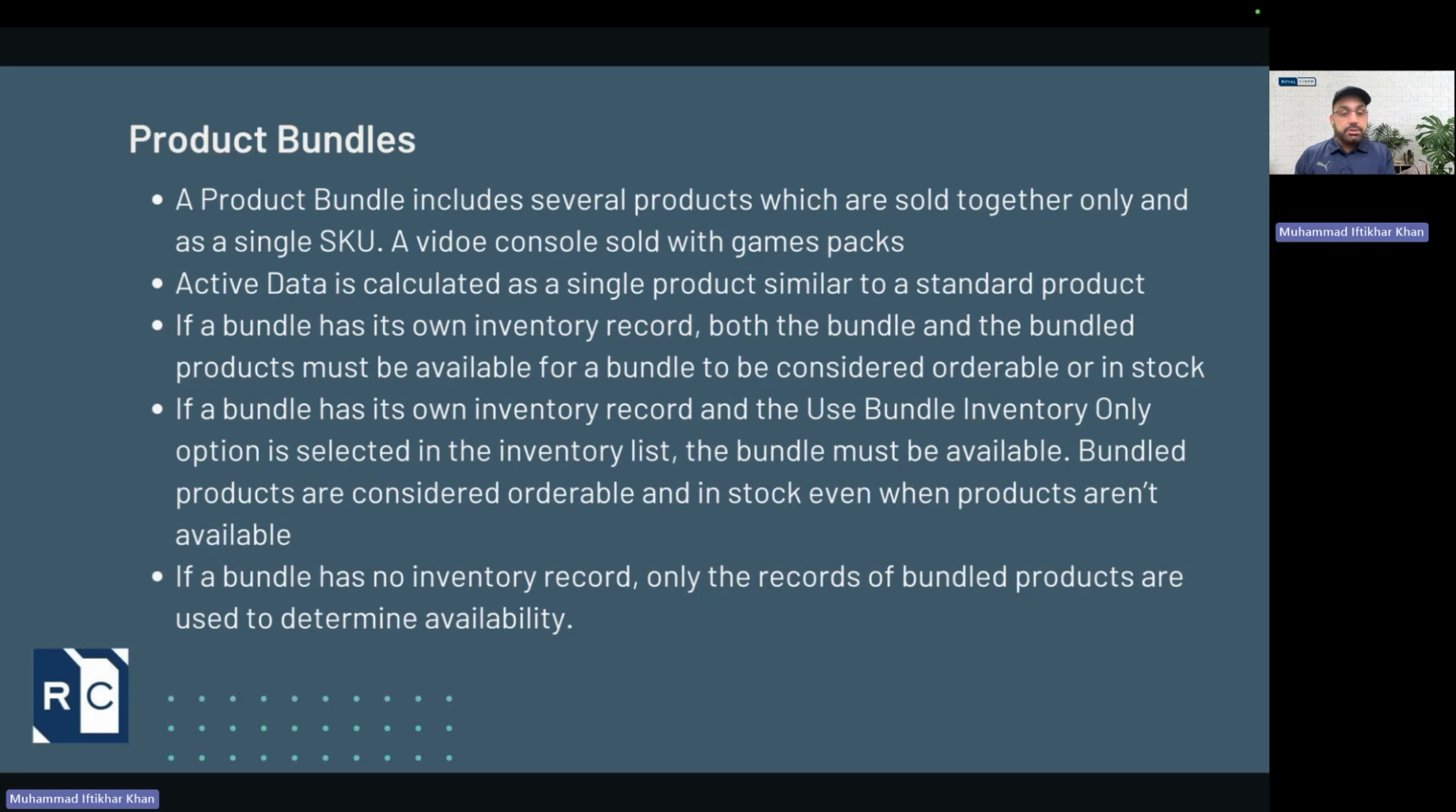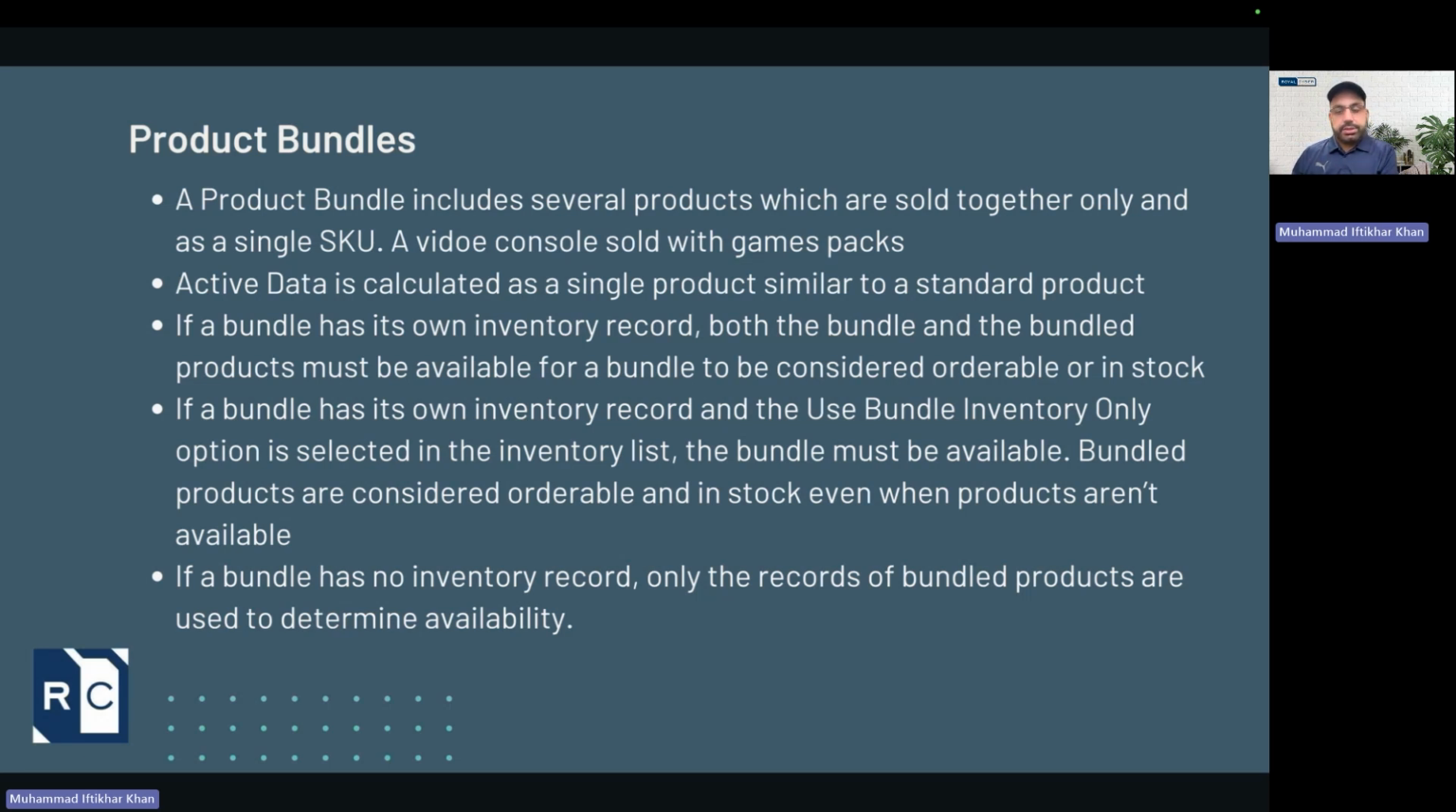And the third scenario is that if a bundle has no inventory record, meaning you have not defined the inventory record at the bundle SKU level, only the records of the bundled products are used to determine availability. In this case, the system will check the bundled product inventory and consider whether the bundle is in stock or out of stock. So this is all about the bundle product.